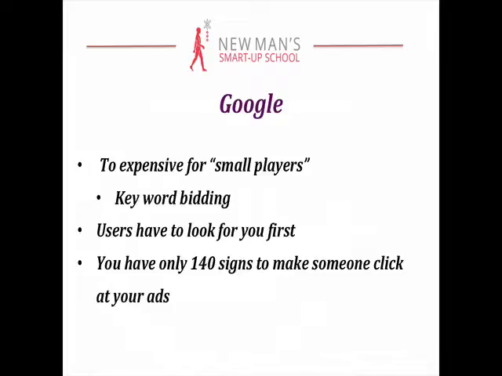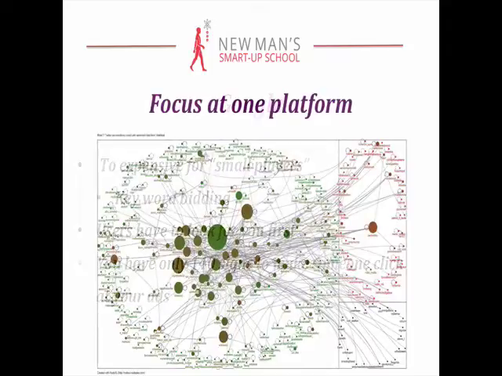The second thing is that you have only 140 characters to make somebody click on your ad. Also, there is your URL or your website. So basically around 120 characters to make somebody click on your product or your services or your ad. So this is not really good if you are not experienced and don't have a decent budget.